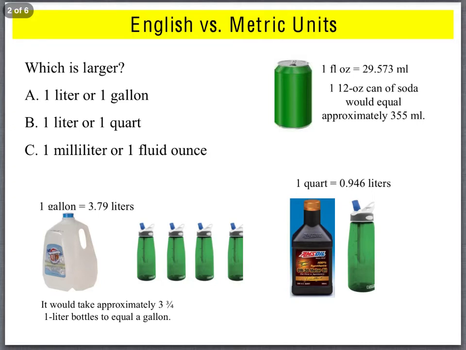If you look in the upper right corner here, you see that 1 fluid ounce is approximately, or just under, 30 milliliters, and a 12-ounce can of soda would be about 355 milliliters. A quart, and in this picture is a quart of oil, is a little smaller than a liter. In other words, a full quart would be about 0.946 liters, or almost a full liter.